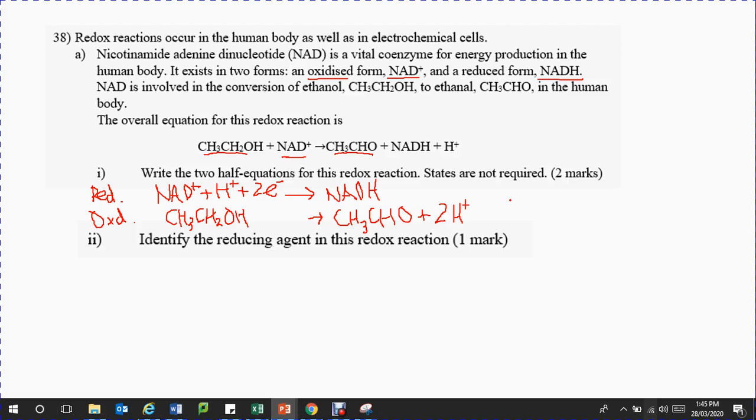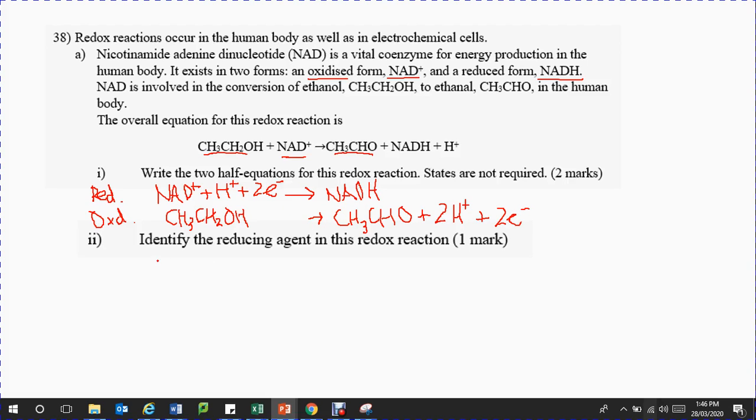Now I need to make sure my electrons are balanced. This side is neutral, and I've got a 2 positive charge here. So this has to be adding 2 electrons. That's my 2 half equations.